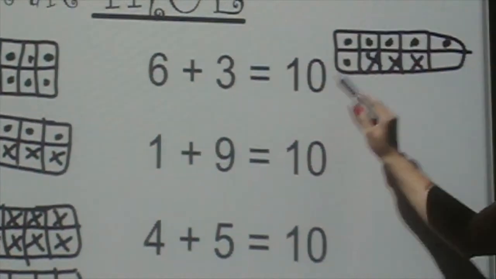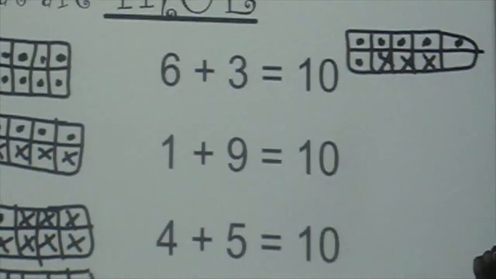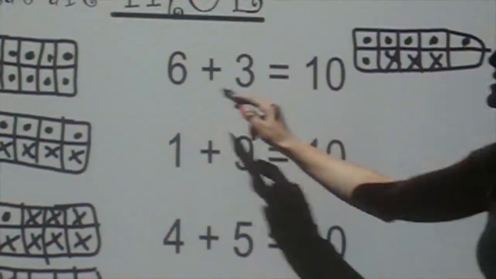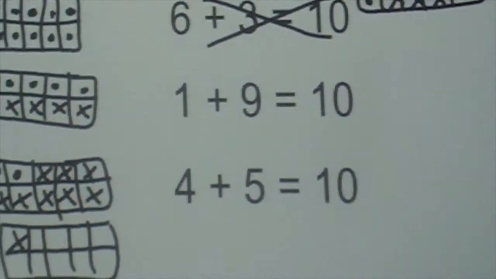Well, does this equal 10? 6 plus 3 does not equal 10. 6 plus 3 equals 9. So this is not true. So we want to cross that one out.